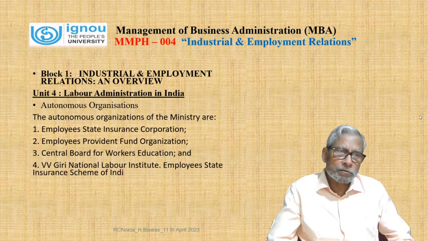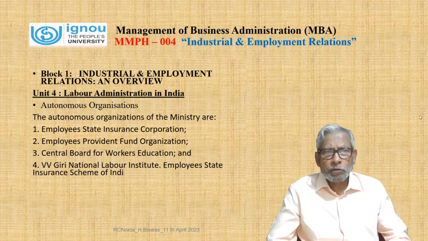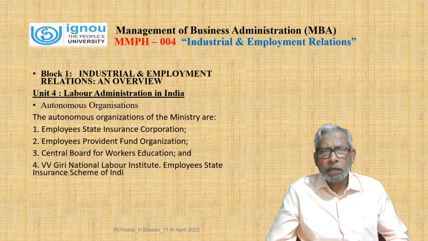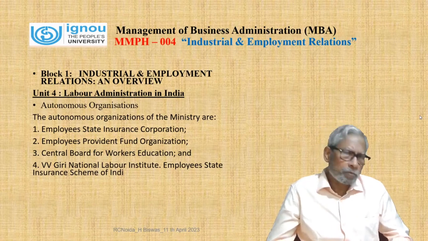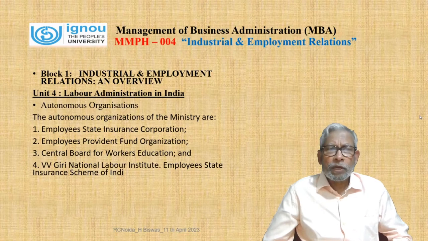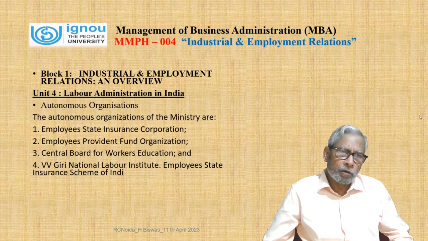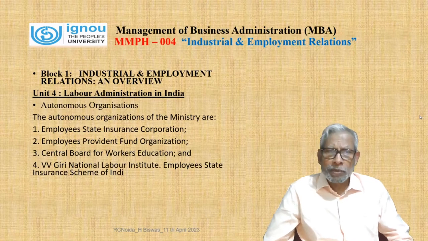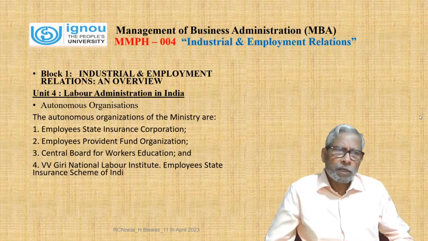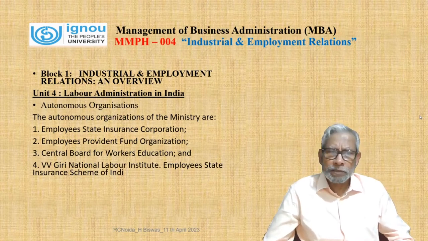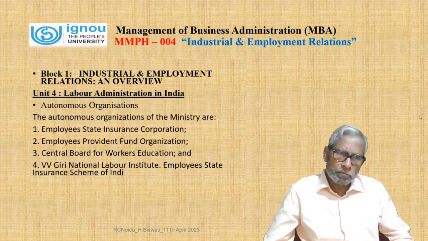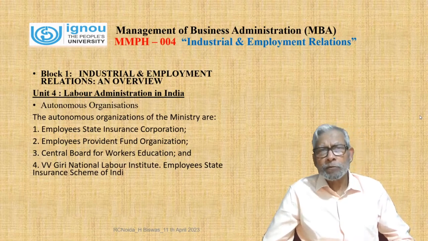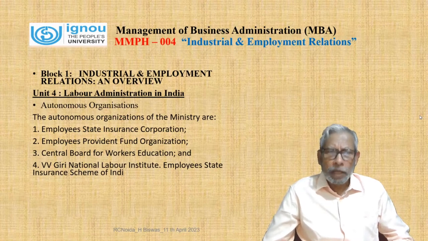Autonomous organizations. What are the autonomous organizations? The autonomous organizations are in the ministry. They are also a part of the ministry, but some responsibilities are distributed. There is the Employees State Insurance Corporation, where if any employee requires medicines, treatment, or some compensation, the insurance corporation provides it. They have some ESI hospitals, tied up so the employee can go and take treatment properly. So some sort of arrangements are there.